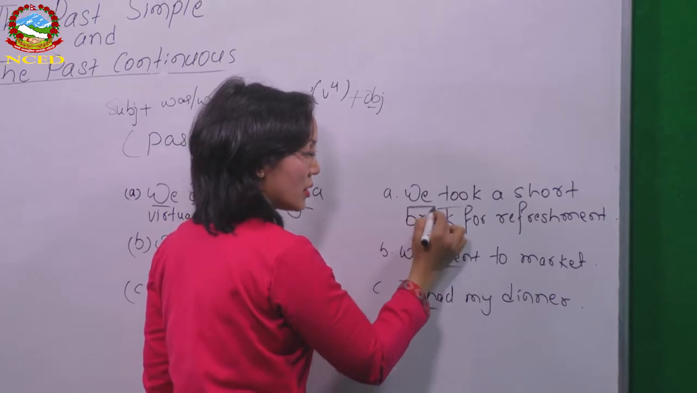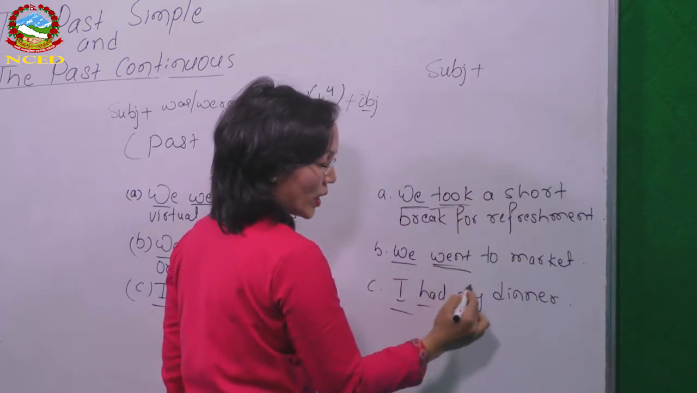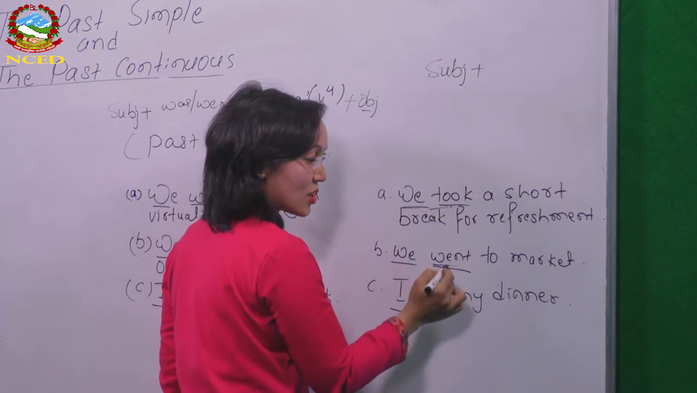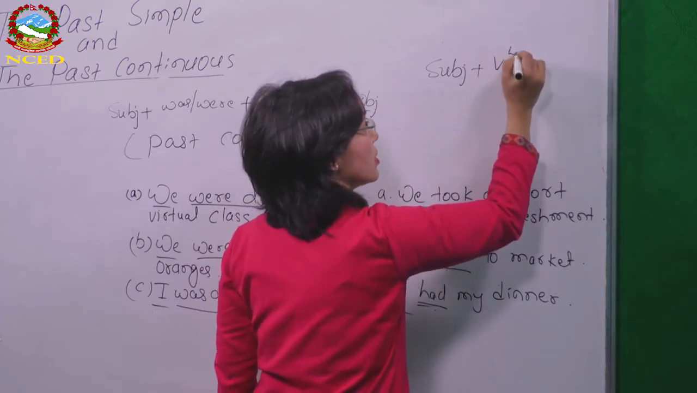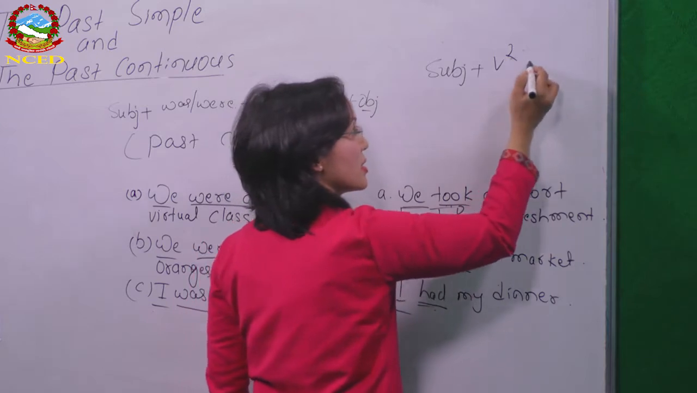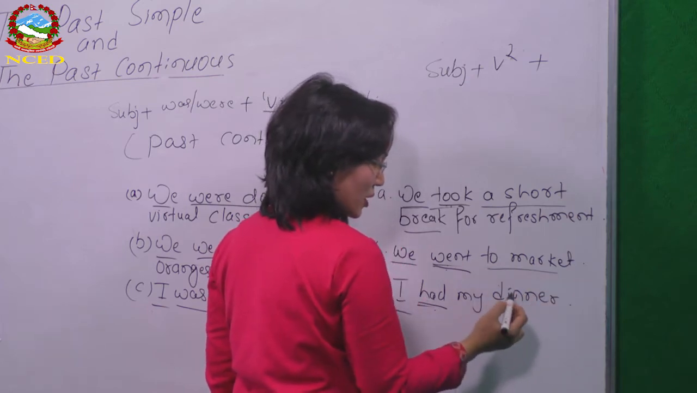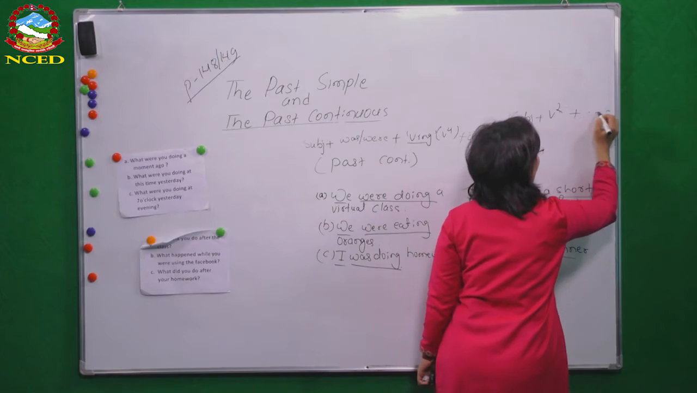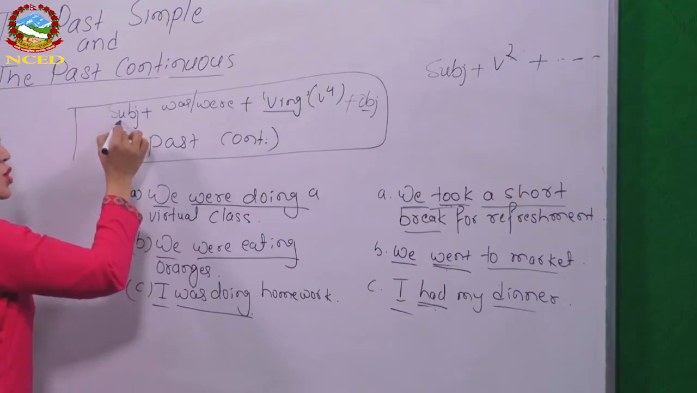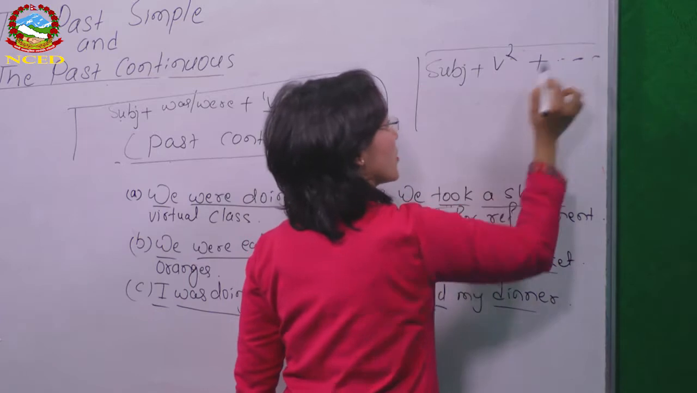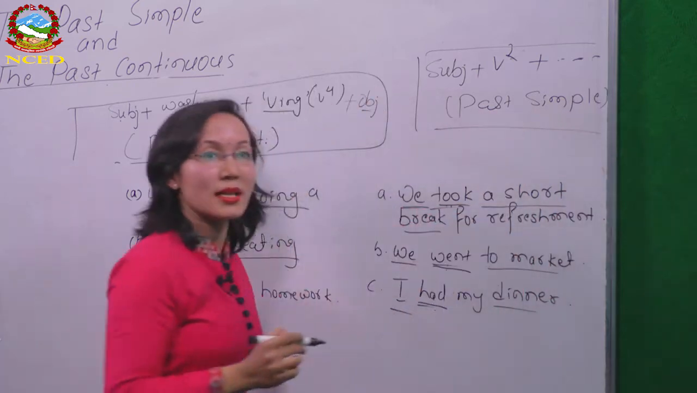Now here, what are they? Again subjects first, and then took, went, had. These are the verbs in the second form, or we can also say past tense form. We see objects there: we took a short break, went to market, adverb here, place, dinner. So it could be objects here. These are the structures. This is the structure for past continuous tense, and this is the structure for past simple or simple past tense.